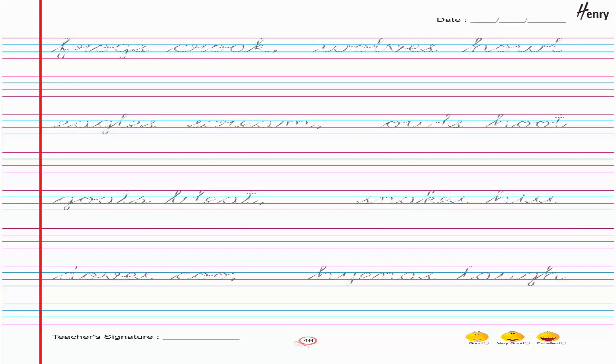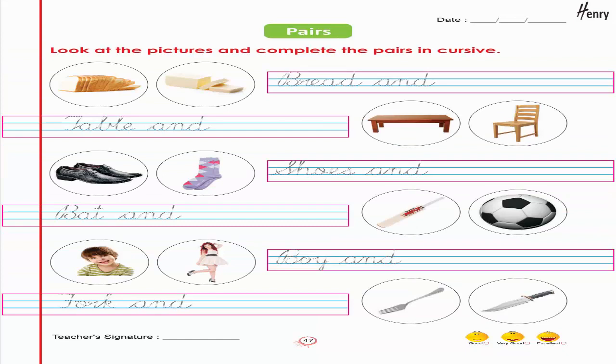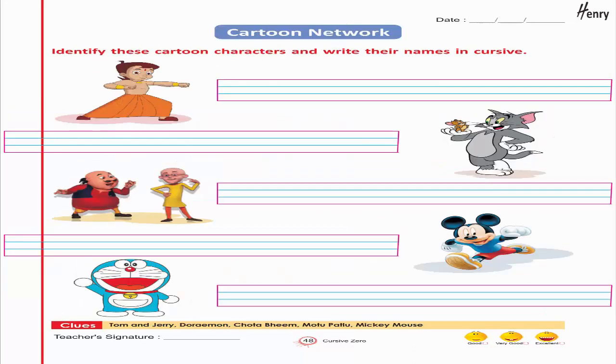Hyenas laugh. Pairs. Look at the pictures and complete the pairs in cursive. Bread and, table and, shoes and, bat and, boy and, fork and. Cartoon Network. Identify these cartoon characters and write their names in cursive.